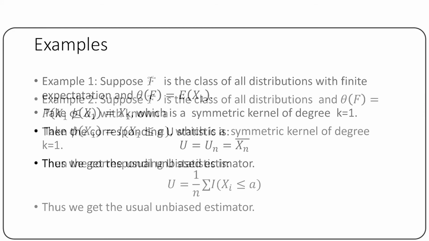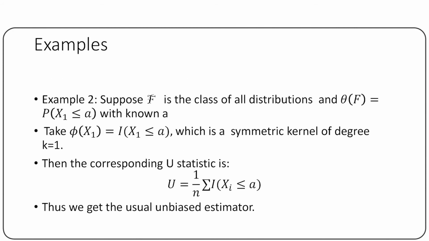Consider the next example. Suppose script F is the class of all absolutely continuous distribution functions and theta of F is the probability that x1 is less than or equal to a, where a is known.